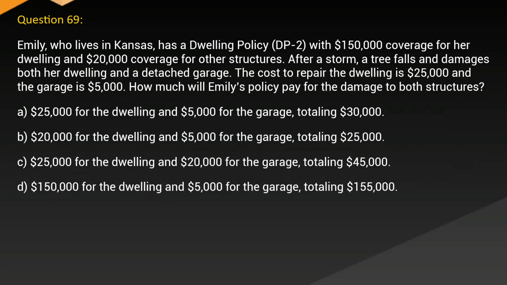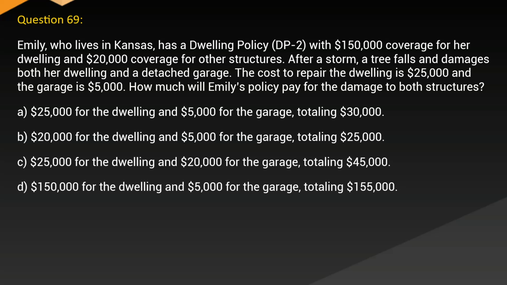Question 69. Emily, who lives in Kansas, has a dwelling policy D-2 with $150,000 coverage for her dwelling and $20,000 coverage for other structures. After a storm, a tree falls and damages both her dwelling and a detached garage. The cost to repair the dwelling is $25,000 and the garage is $5,000. How much will Emily's policy pay for the damage to both structures?